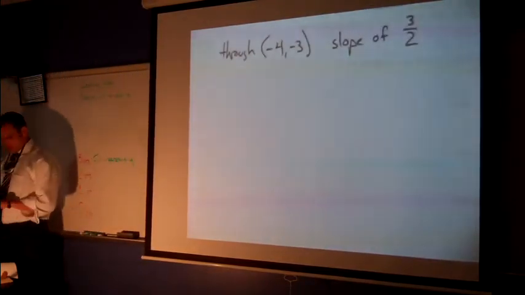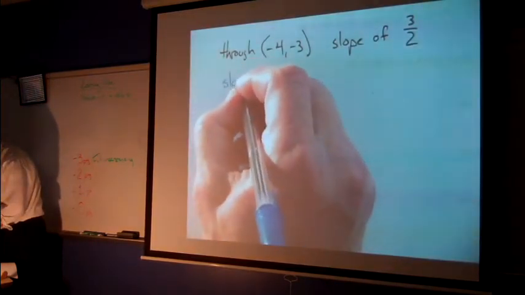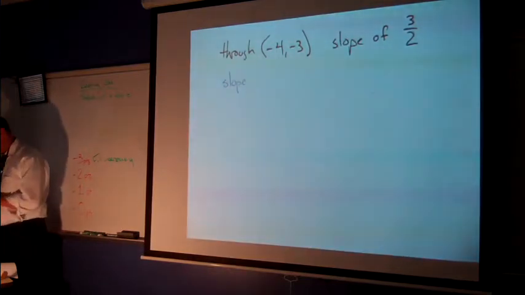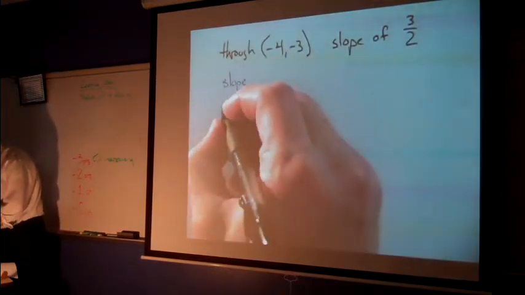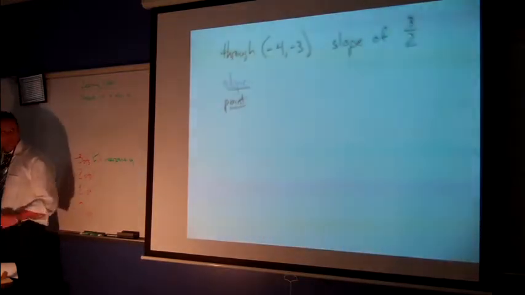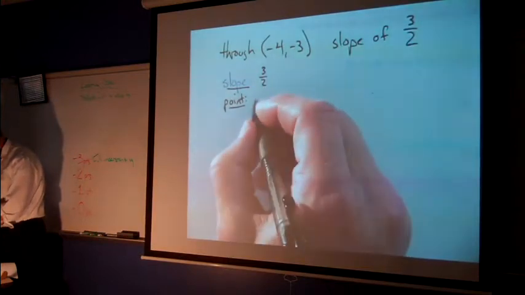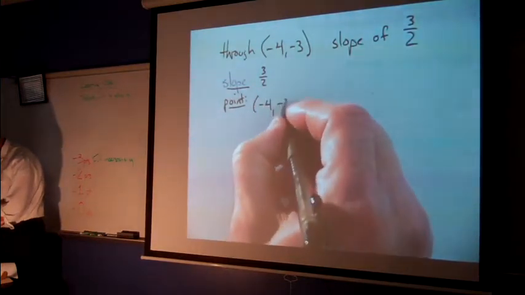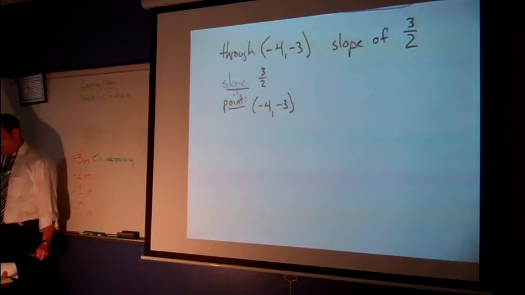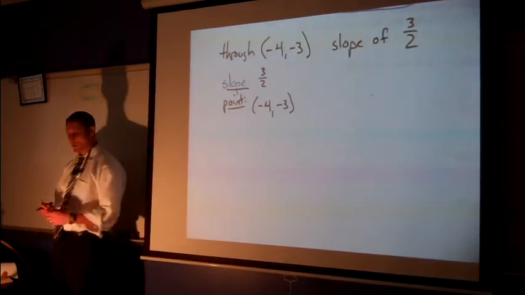What we need to write equations of lines: a slope and a point. A slope and a point. And we have that information. The slope is 3 over 2. The point is (-4, -3). Now that we have a point and a slope, we can use point-slope form.